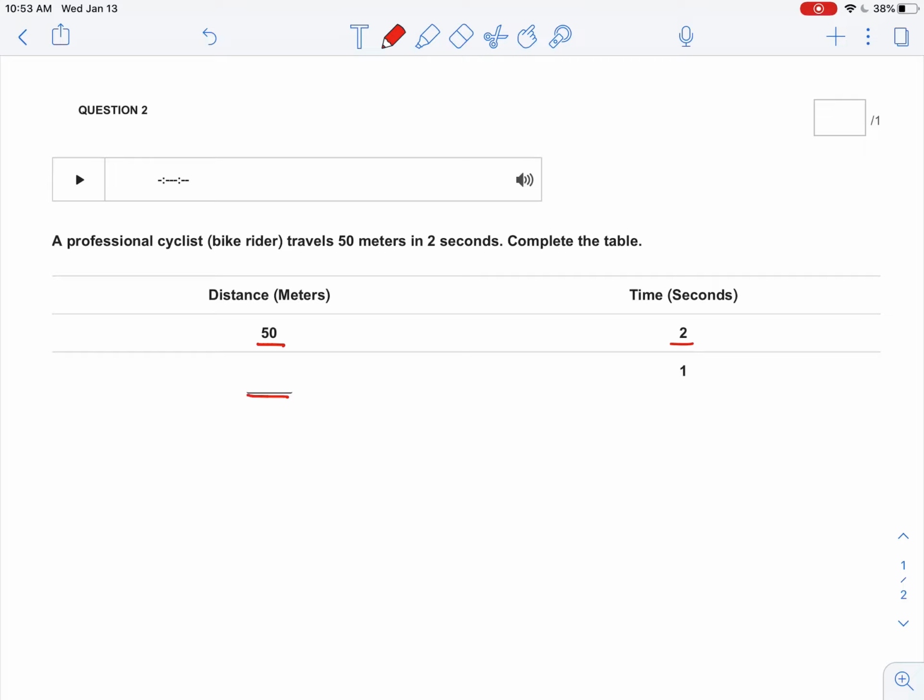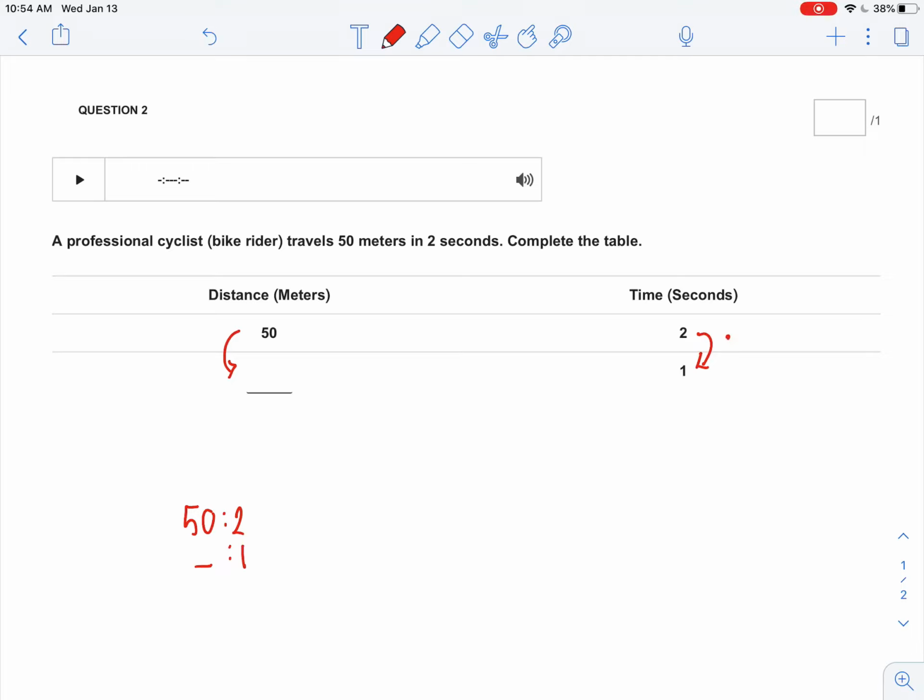So remember, whatever we do on one side of our equivalent ratio, which we could write separately, 50 to 2 is something to 1, or we could just work in the table directly, whatever we do to one side is what we need to do to the other. And this is a proportional relationship, so we know we'll be using multiplication or division because we're scaling up or down the same way each time.